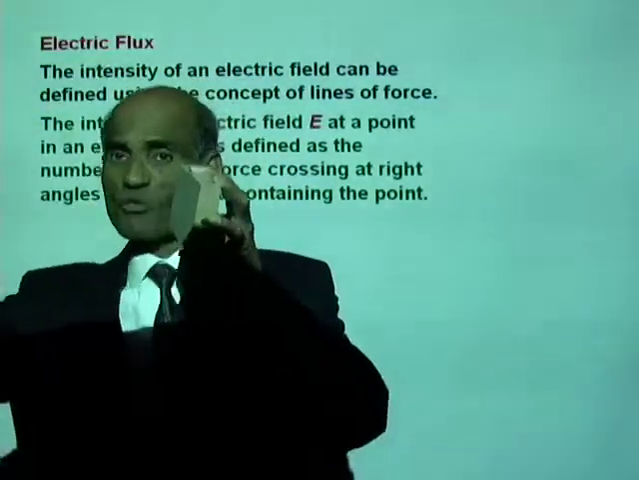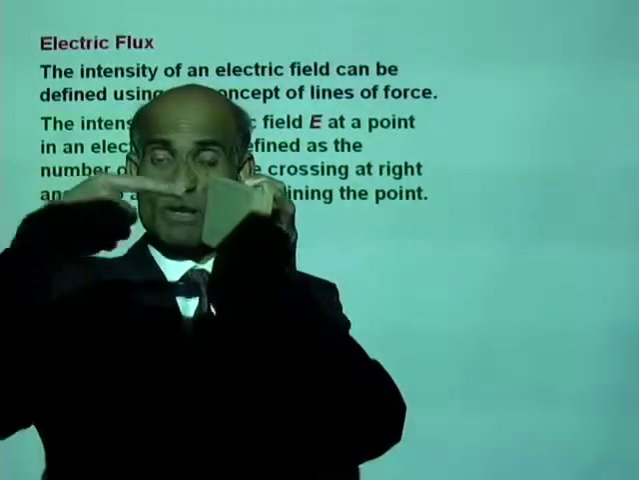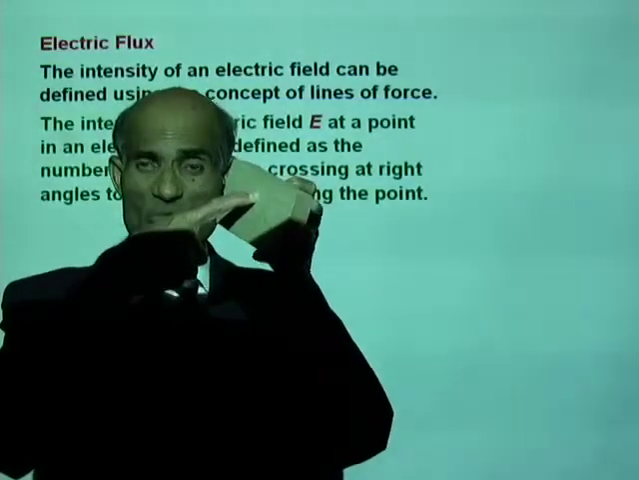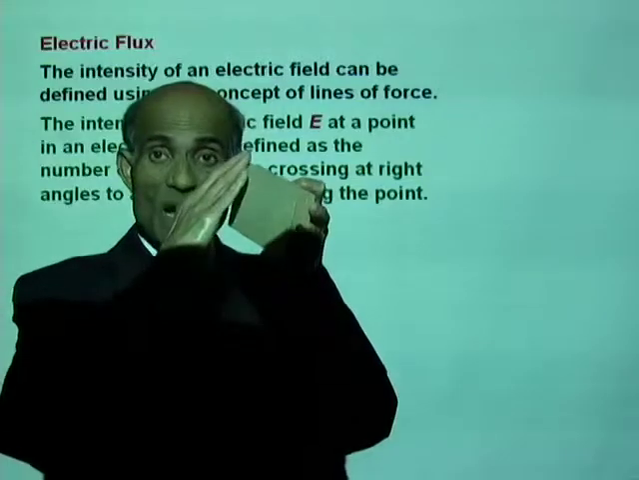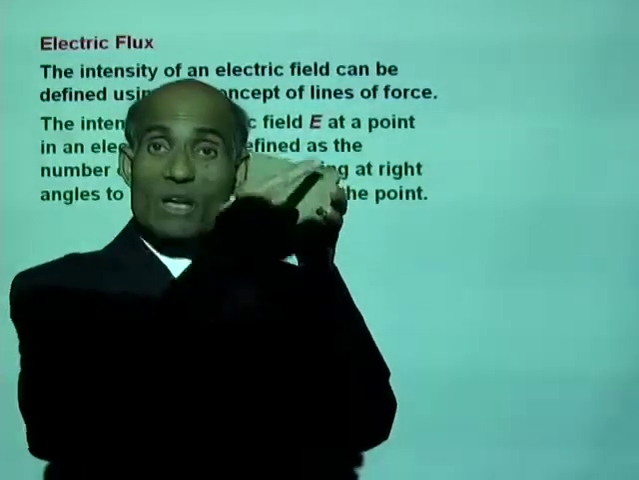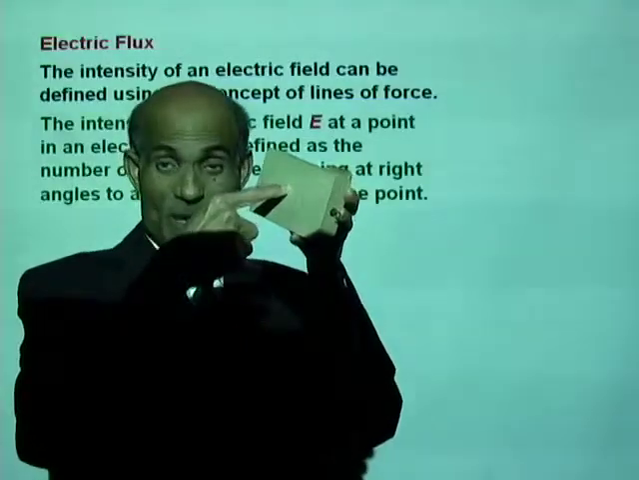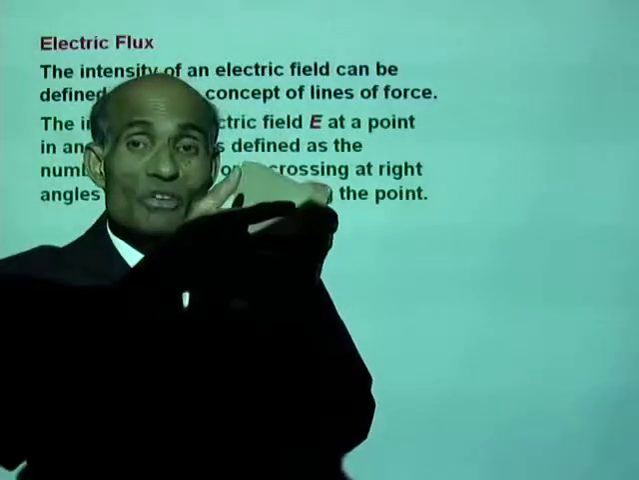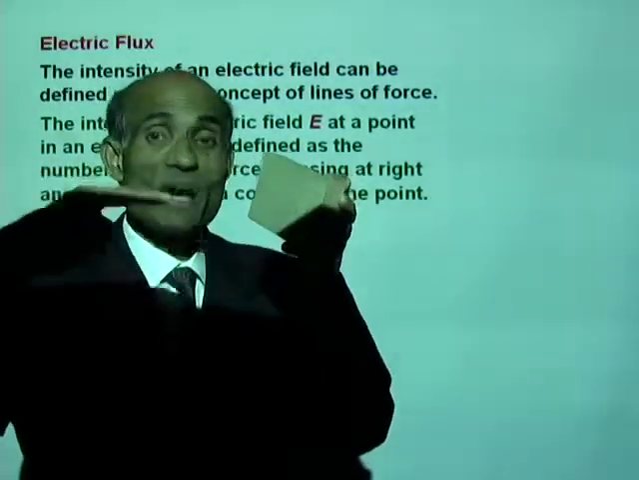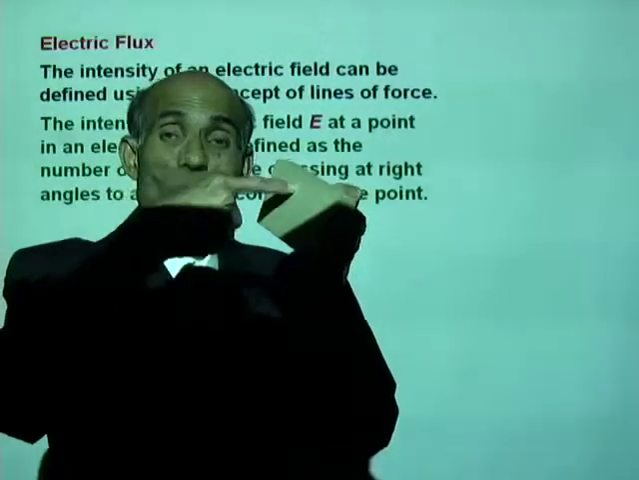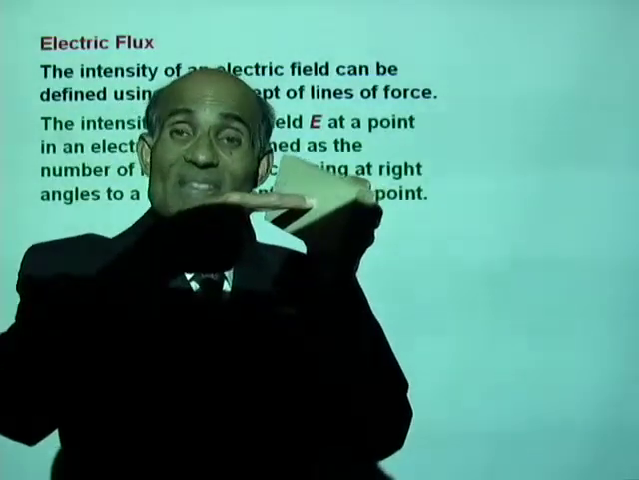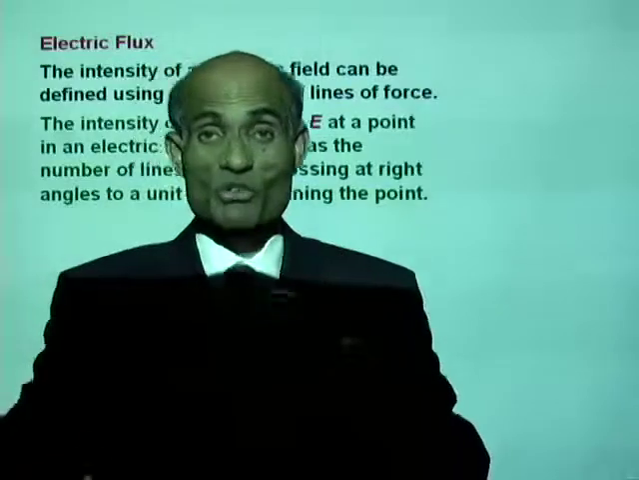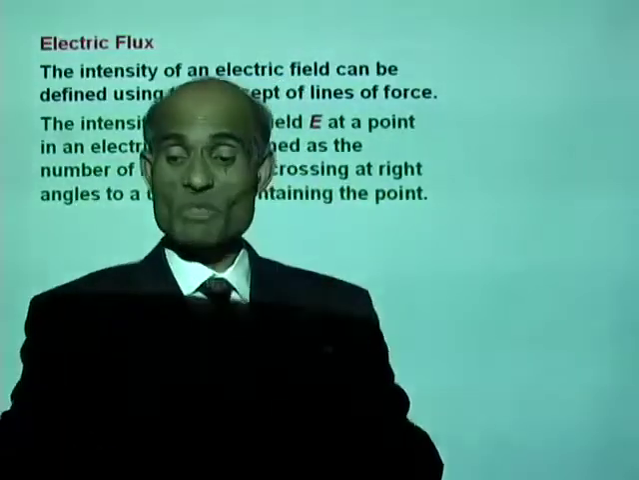Suppose we have some lines of force coming from one end of the room and crossing this area. You see, if I want to find the electric field at this point, what I'm going to do is keep an area of 1 square meter containing that point and measure the number of lines of force crossing that area. In other words, the number of lines of force crossing per unit area containing that point is a measure of the electric field at that point. You can see we are coming on to discussing the concept of flux.